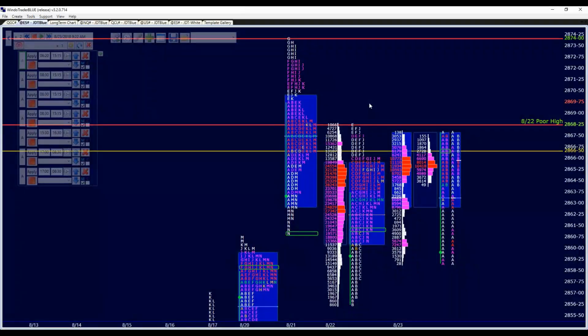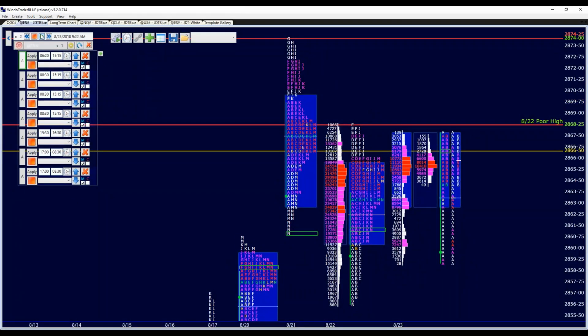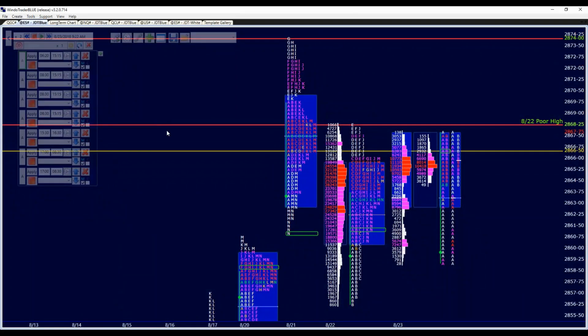All right, let's go ahead and play. We have 3 poor highs. The chances of taking it are very good. So we'll just watch and see what happens here. Okay, see a little bit of volume building.